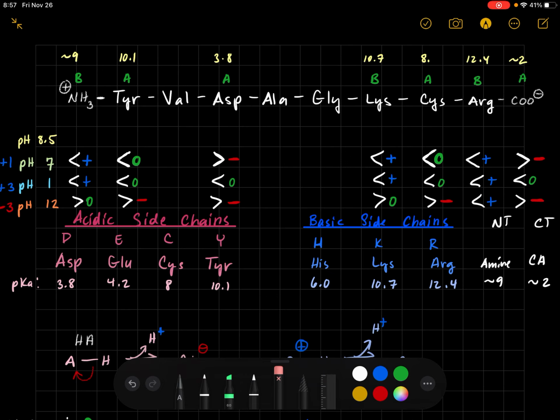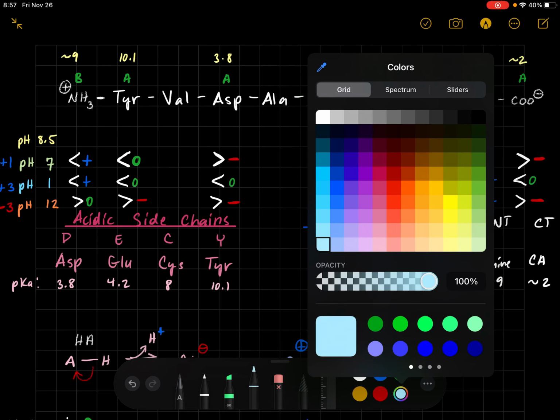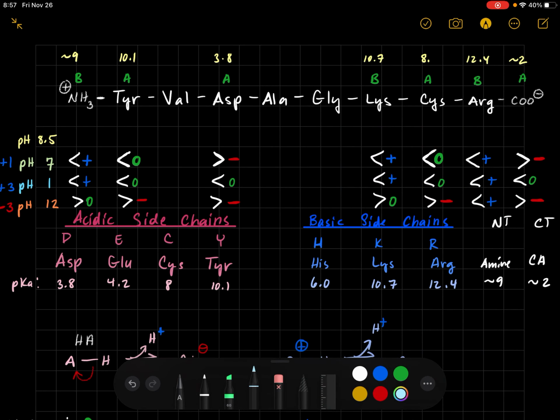This is how I do it. However, you may find it more useful just to indicate whether or not the group is protonated. And you can just write P for protonated or D for deprotonated. Here, since the pH is less than the pKa, the N-terminal amine will be predominantly protonated at this pH.